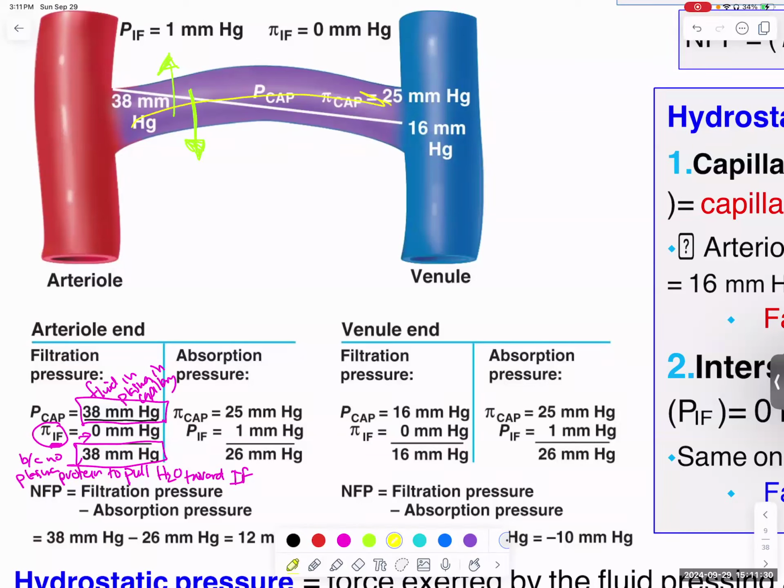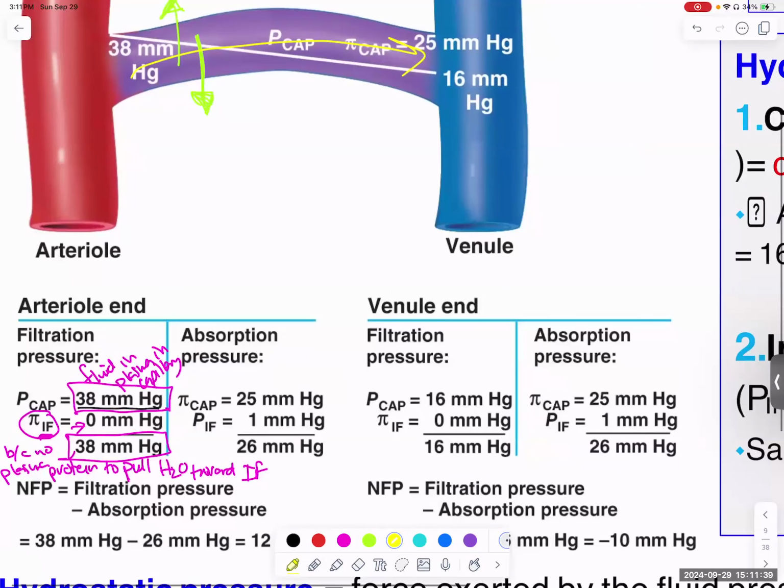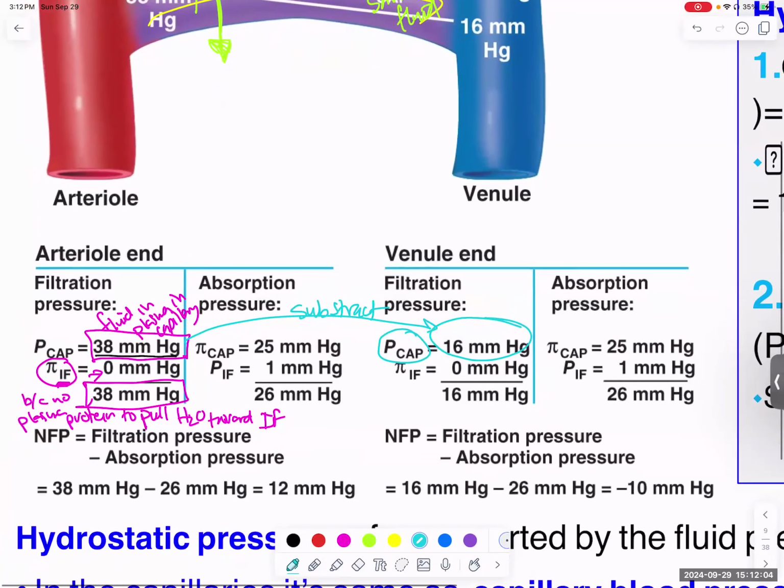But remember, there's a venous end here too. And at the venous end, not 100% of the fluid leaves the capillary. There's still some fluid in here, and that fluid is still exerting 16 millimeters of mercury inside the capillary. So we have to take this and subtract the fact that there's still 16 millimeters of mercury at the venous end because not all the fluid left. And so that is where we are coming up with these numbers.